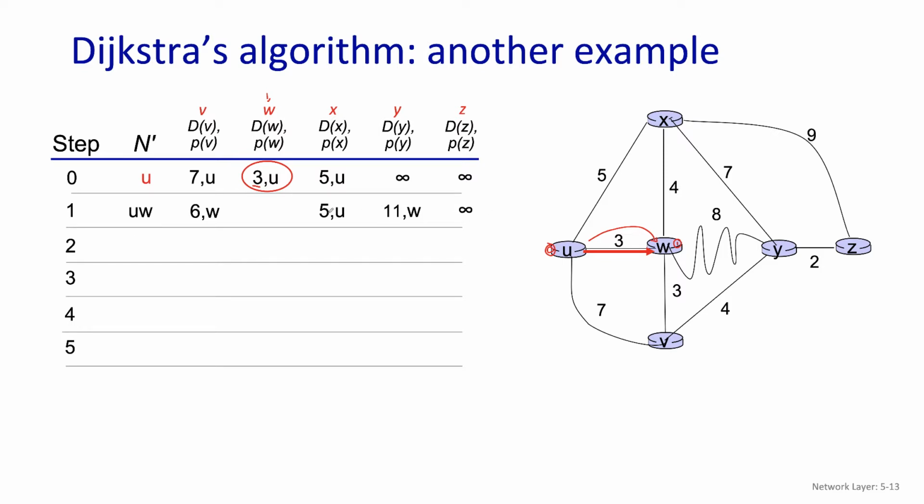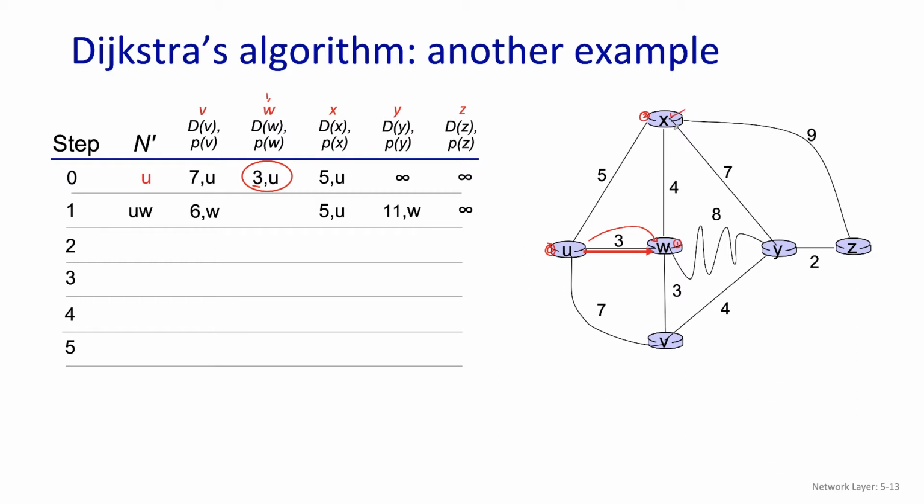I'm going to go now to the least cost, which is X. Now I'll be moving from here. This is step number 2. Now I'm moving here, right? Why? Because from U to X was the least cost. So right now I'm here, right?